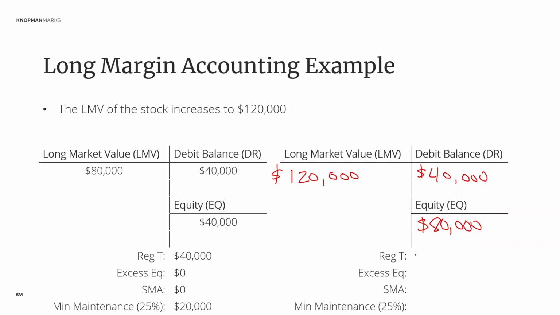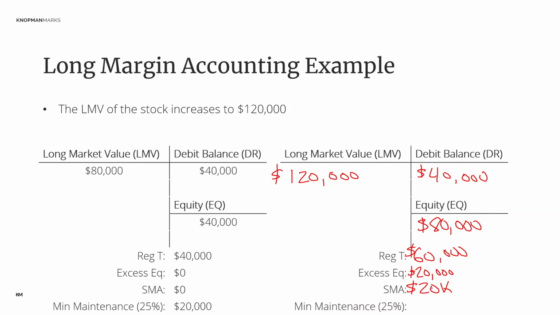Now remember, Reg T is 50% of the market value. The market value is $120, so Reg T is $60,000. We have equity that exceeds Reg T. So our equity is 80, our Reg T is 60. When our equity exceeds Reg T, that gives us what's called excess equity. So we have excess equity of $20,000. And when you have excess equity, that creates SMA. So we're going to have SMA of $20,000.